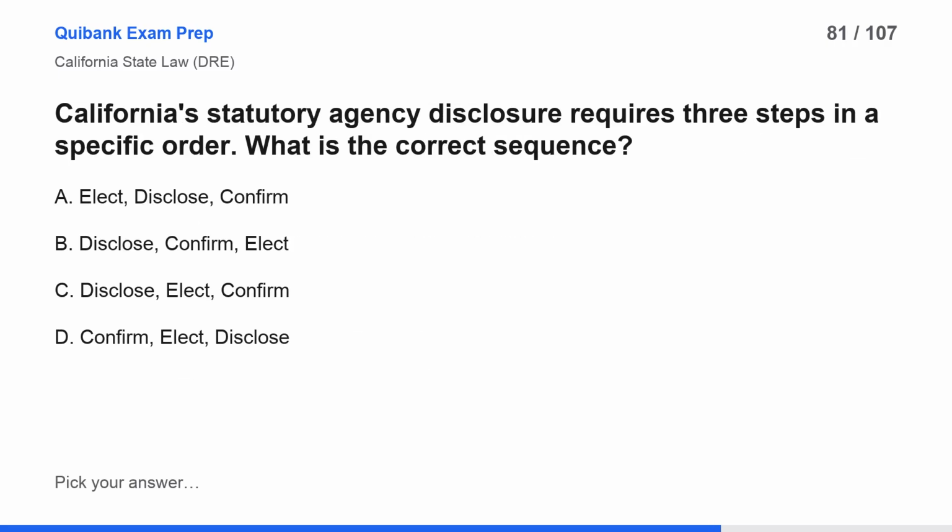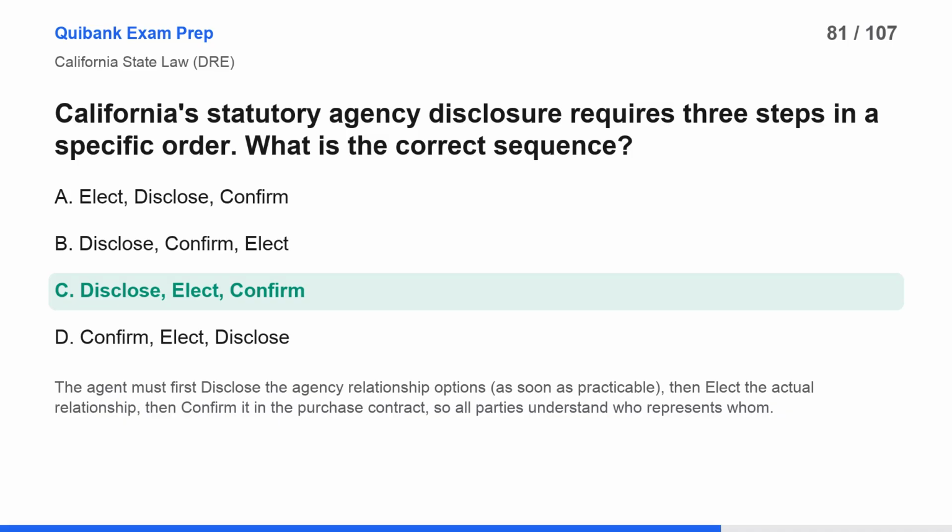Question 81. California's statutory agency disclosure requires 3 steps in a specific order. What is the correct sequence? A. Elect, disclose, confirm. B. Disclose, confirm, elect. C. Disclose, elect, confirm. D. Confirm, elect, disclose.